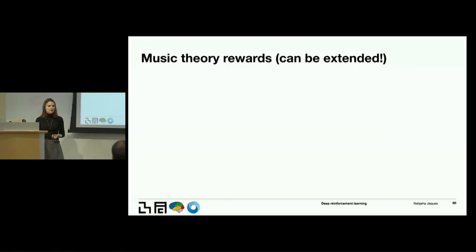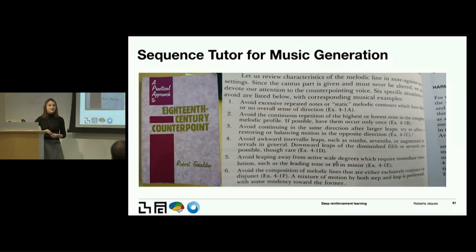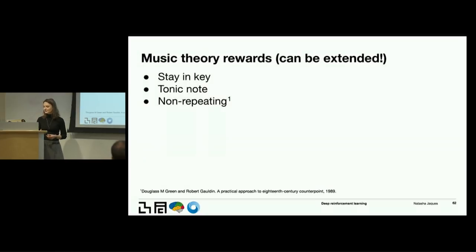So that was what I tried to do one summer internship. And I started coming up with some really silly rewards based on my piano lesson knowledge from 10 years ago. So I started with the song should stay in key, start on the tonic note, not repeat notes too many times. And I was a little motivated to do this because a common failure mode of LSTMs is that they love to repeat the same token over and over. But I was very fortunate that my colleague gave me this book on how to do 18th century counterpoint. And the very first rule of doing that is avoid excessive repeated notes. So I was very happy to be able to theoretically justify my hacky rewards, so that was nice.